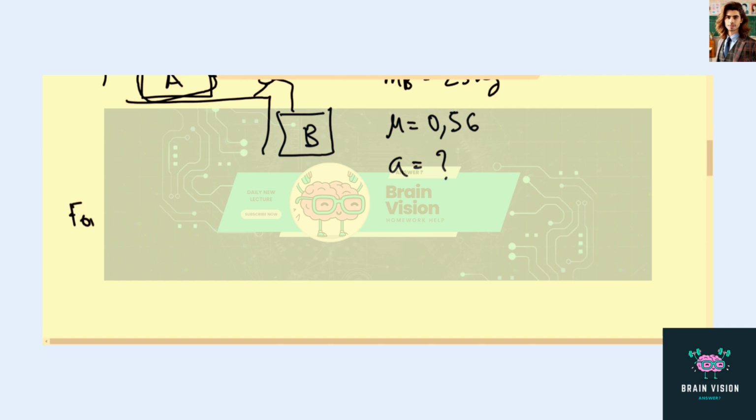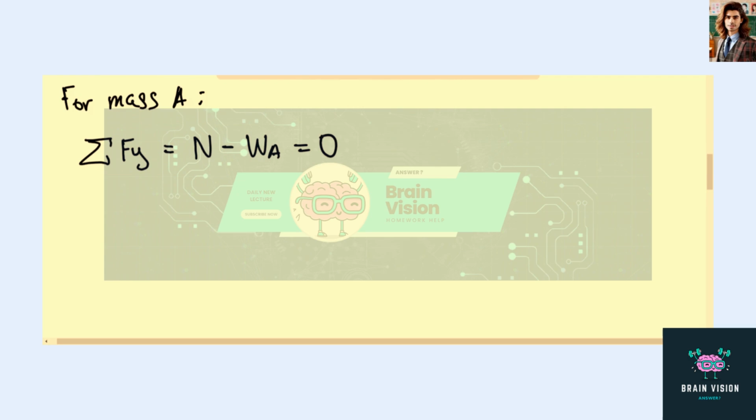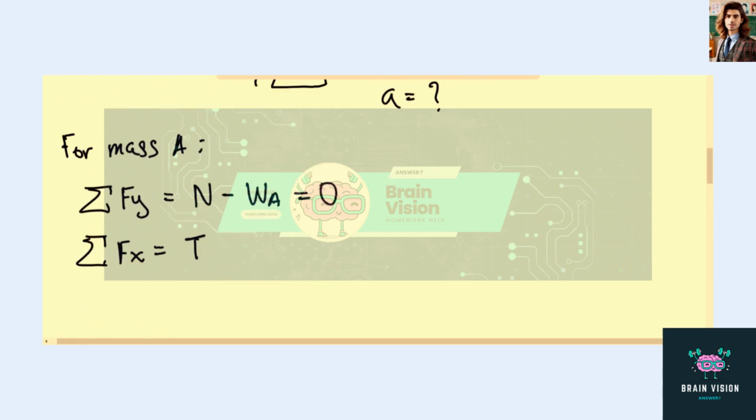So for mass A, we have that in the y component it is the normal force minus the weight of A. In this case, it is not moving in the y component. And for the x component, we have a tension that we set as positive minus the friction force. We're going to simply put it as how it is defined. So the friction force is the normal force.